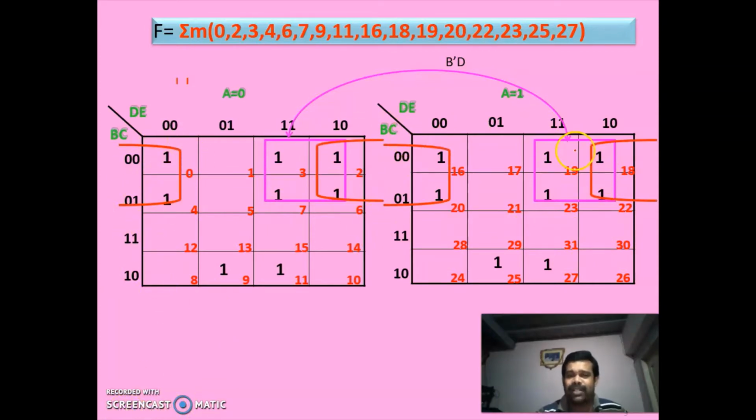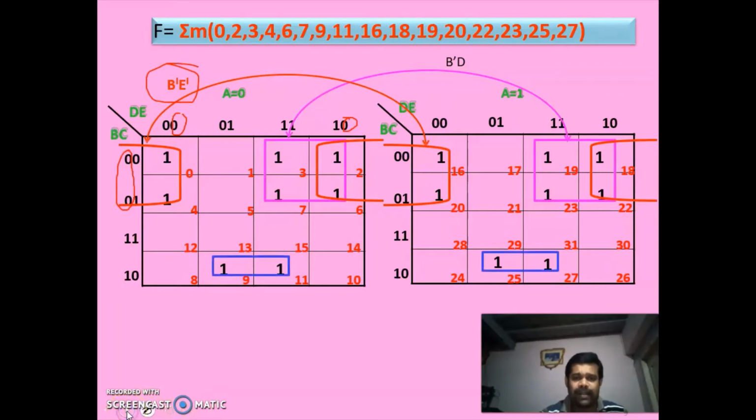Next group is these 4. Here also it is present in both the 4 variable K maps. There is no need to consider that a. Then the term for this one is b bar e bar. You are getting. So next one, you are having the group in both the cells, you are having this pair. So its expression is b, or its term is b c bar e.